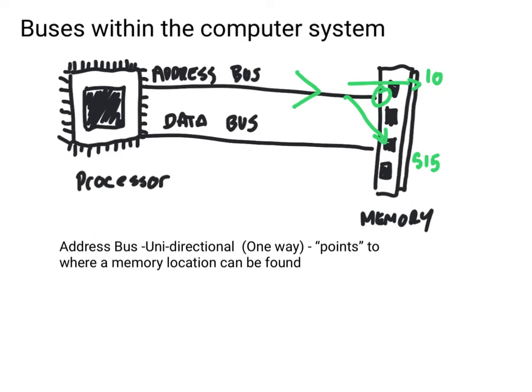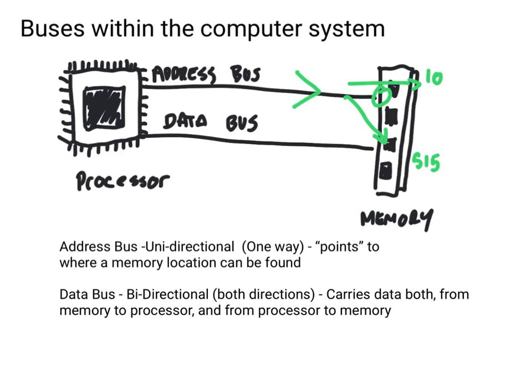The data bus carries data between the processor and memory. Now, that is bidirectional. That means it can go both ways. This means that data can transfer from the processor to memory, but it can also be transferred from memory to the processor.